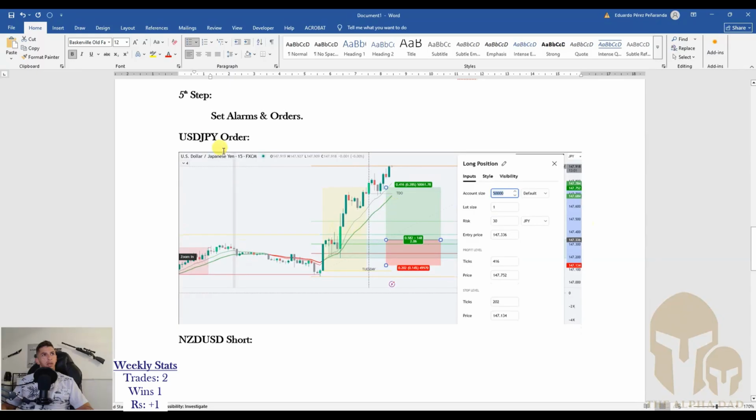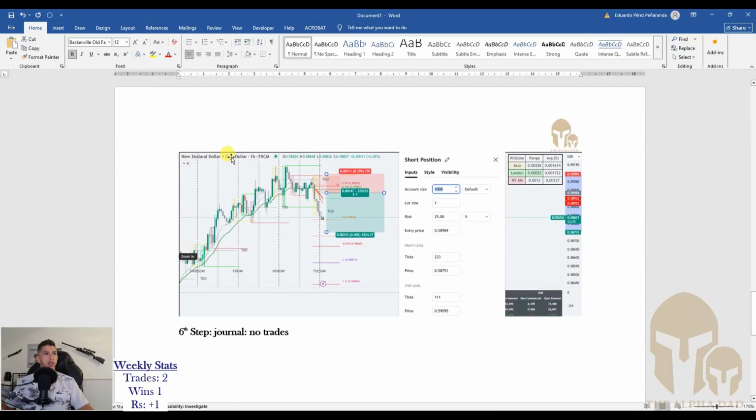That leaves us with a USD JPY long order right here. These are the inputs. Take a screen cap, or if you want already to set your orders. And the NZD USD short is this one. Also interesting, both are pretty solid trades, high probability trades.